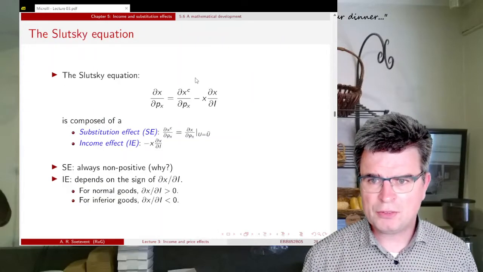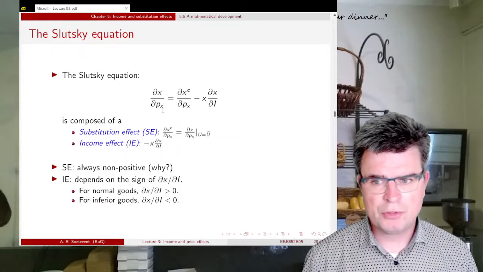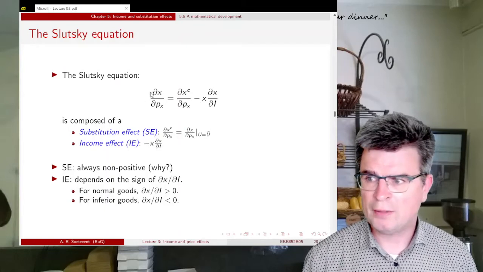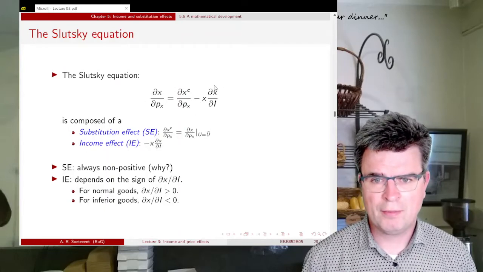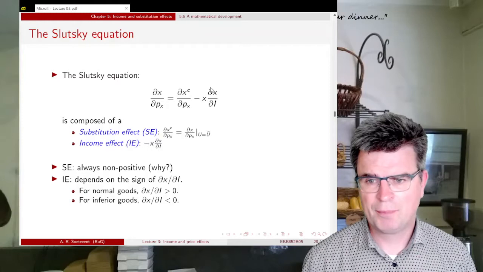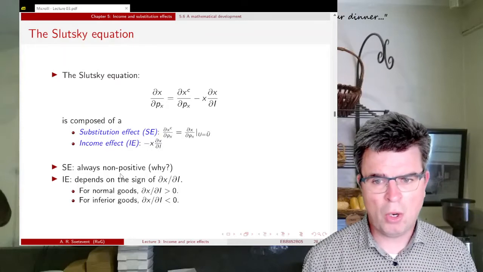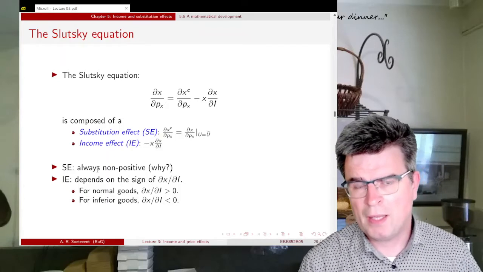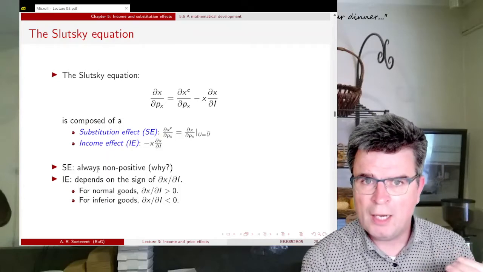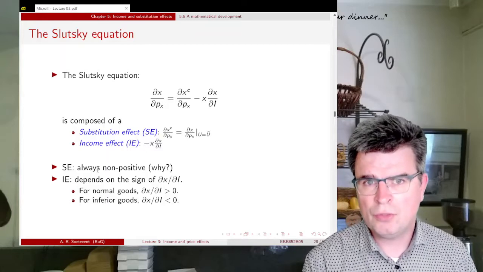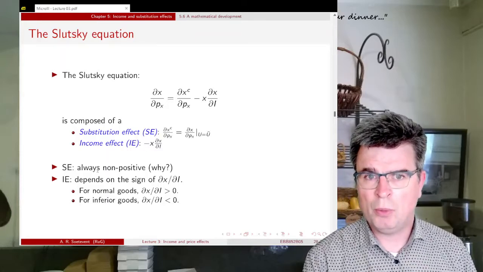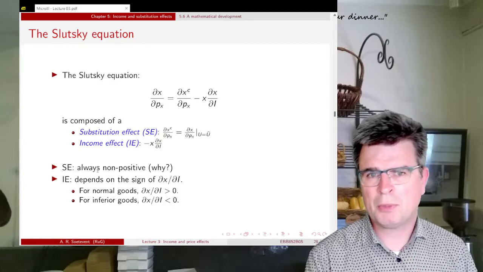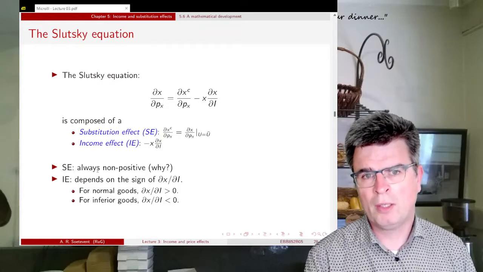So that brings us to the famous Slutsky equation, and the Slutsky equation decomposes the total effect into a substitution effect and an income effect. Now the substitution effect is always non-positive. And why is that the case? Well, as said, we tie the individual to the initial indifference curve, and the individual will never substitute towards the good that has become more expensive.